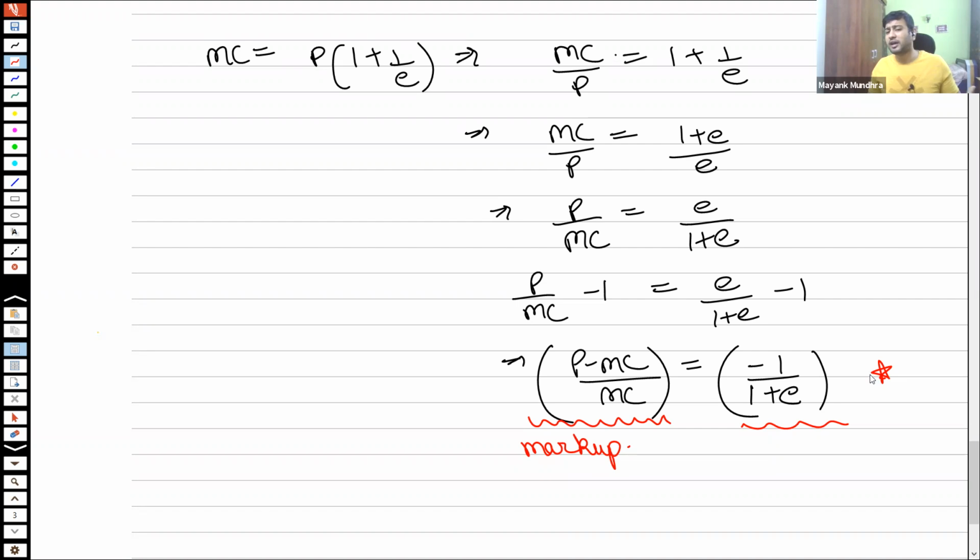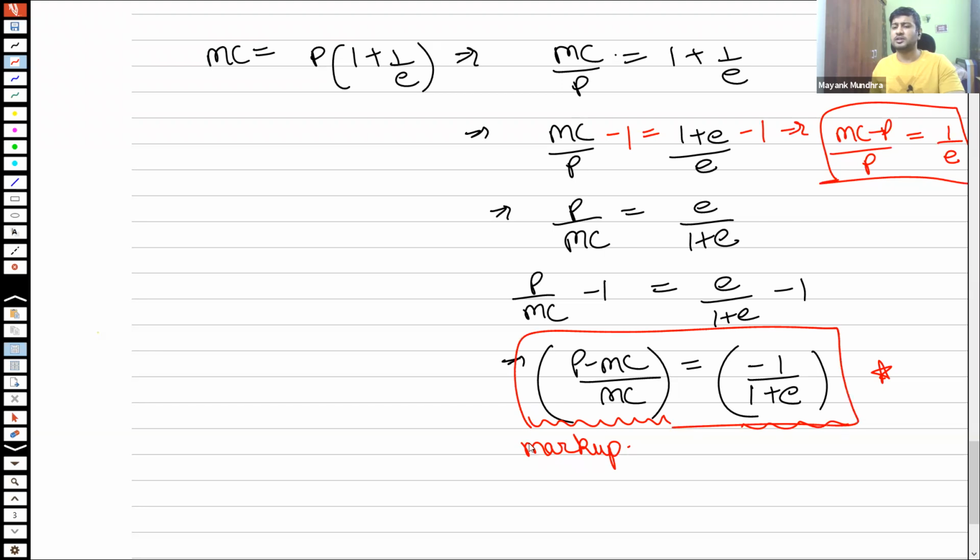Obviously, if you can remember it, great. If you can't, then you can derive it in exam. Another way to do this is starting from here. You can alternatively do minus 1 here. So this will just give you MC minus P by P is equal to 1 by E. So this is another relationship. Both these relationships can be derived easily if you remember that marginal revenue equals marginal cost, and that marginal revenue is equal to price into 1 plus 1 by E.